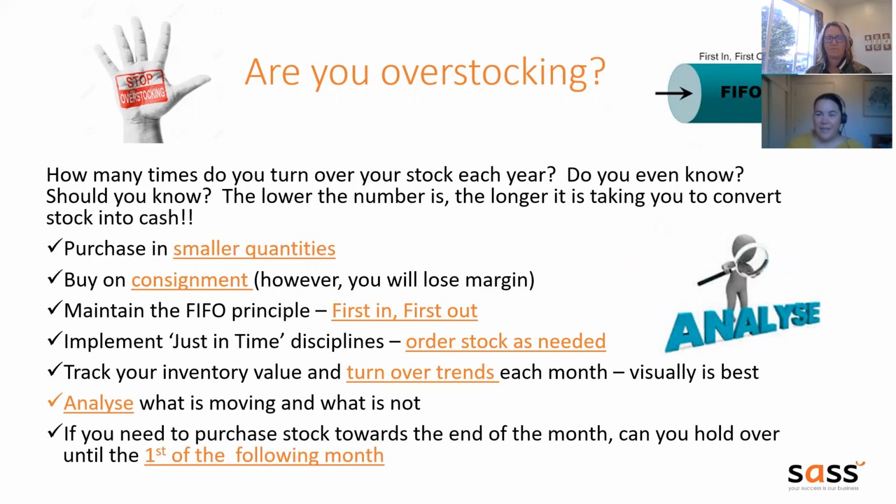This is a really goodie. If you need to purchase stock towards the end of the month, can you hold over until the first of the following month? So most people would have payment terms of the 20th of the following month. So if you get to the end of March, if you buy it on the 30th, it's going to be due on the 20th of April. So just try and hold off those extra few days. Gets you a bit more leeway.